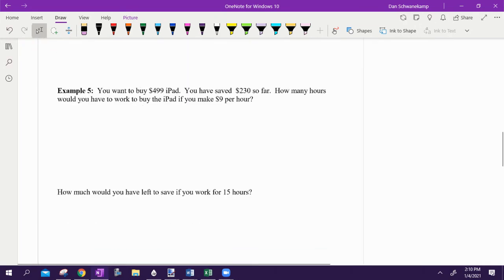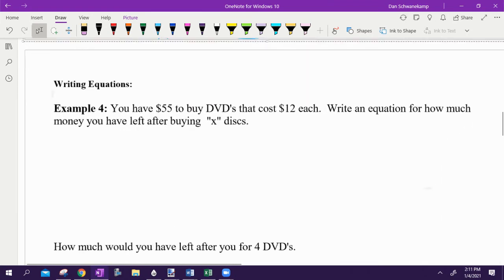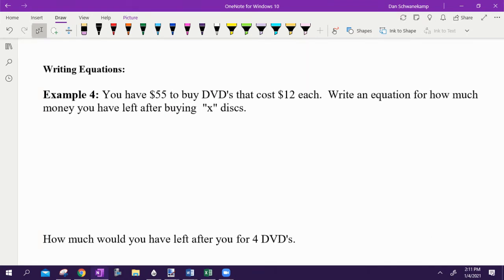Now let's get to the back side. This will be your favorite side because it's about story problems. We all know you love story problems. They make you happy. Let's do it.